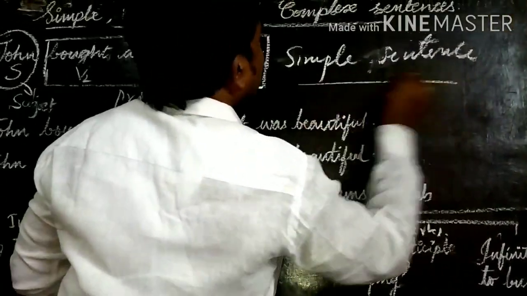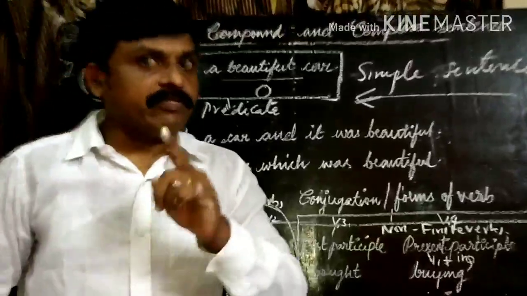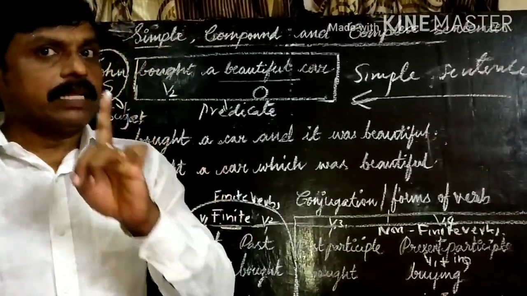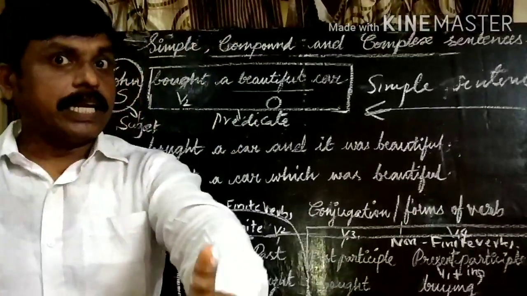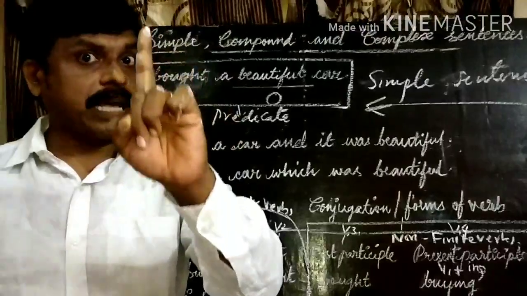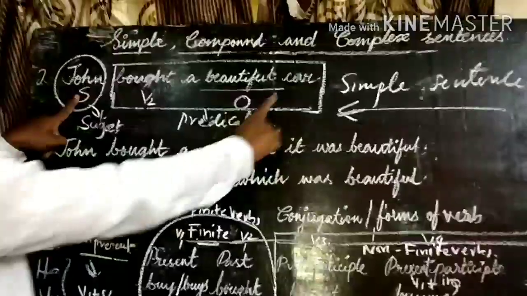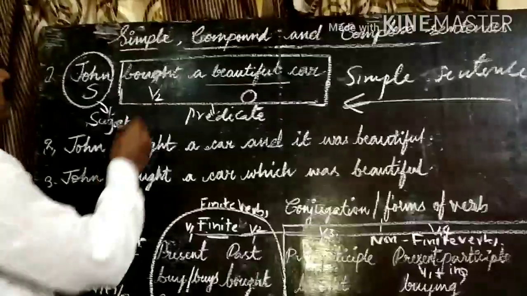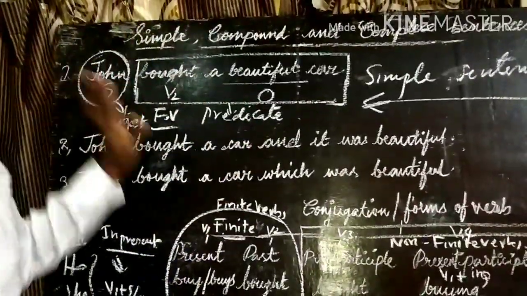What is the sentence called? Simple sentence. Once again, I remind you of the definition of a simple sentence, the structure of a simple sentence. A simple sentence must have only one subject. Here, John is the only subject. There is no other subject. And one finite verb. This is called a finite verb. Then it is called a simple sentence.